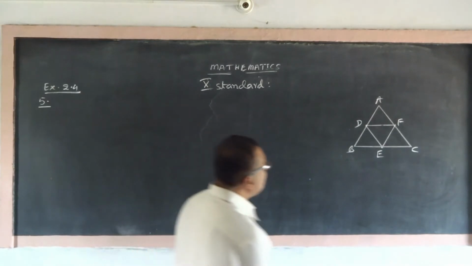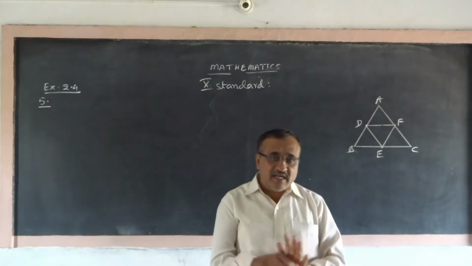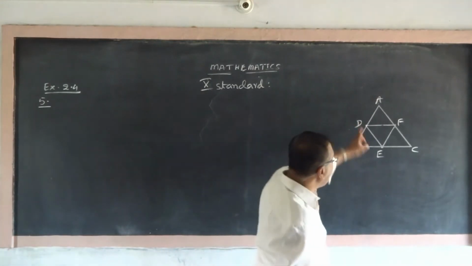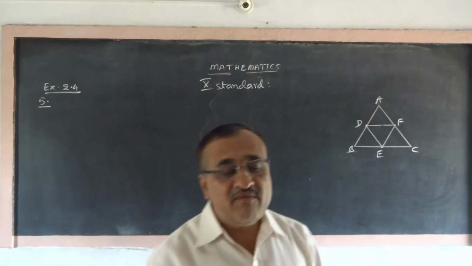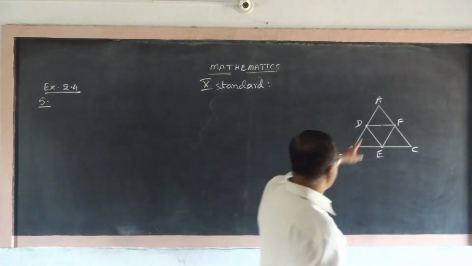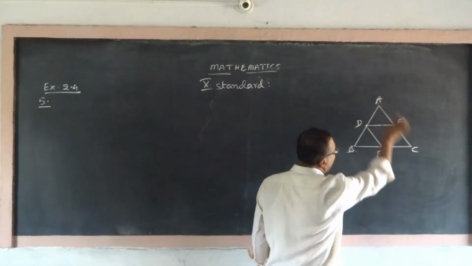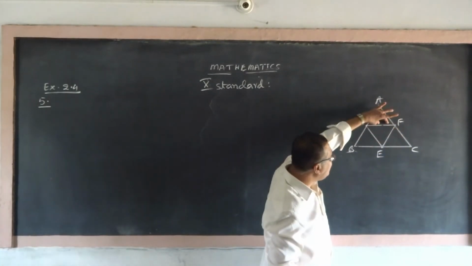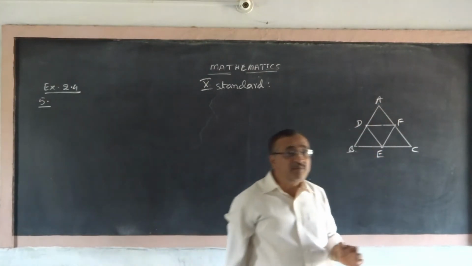Now what we are required to do is find the ratio of the areas of triangle DEF and ABC. What is the relation between the areas of triangle DEF and ABC? Shall we see what they have given? In triangle ABC, D and F are the midpoints of AB and AC. Join this DF. DF is half of BC.